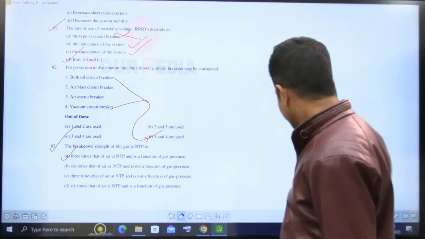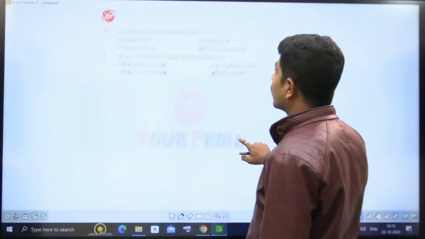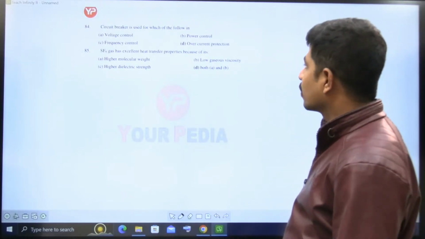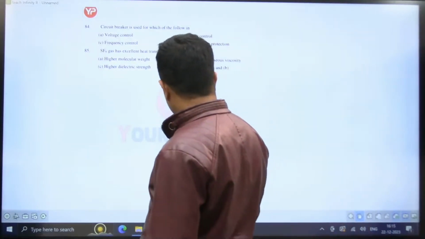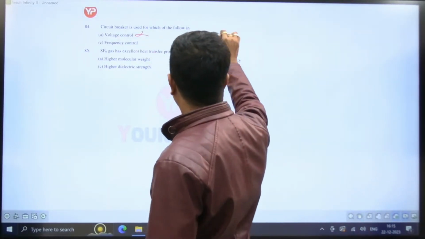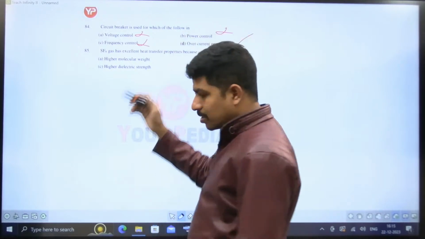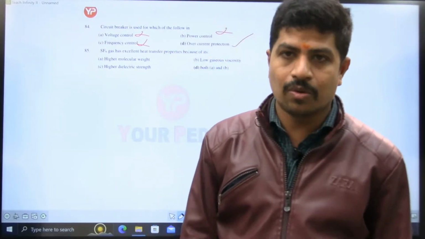Okay, 83. Let's go to the next question. Circuit breaker is used for which of the following? What is the purpose of circuit breaker? Voltage control. See, this is one of the simplest questions I have taken. Not for voltage control, power control, no. Frequency control, no. Overcurrent protection. Yes, I want to protect my system from overcurrent. So then I am going to install the circuit breaker.